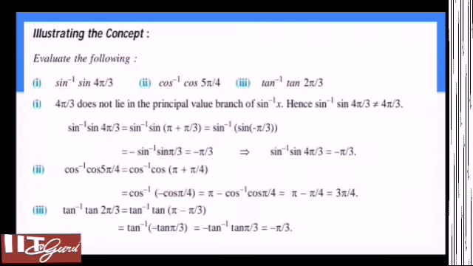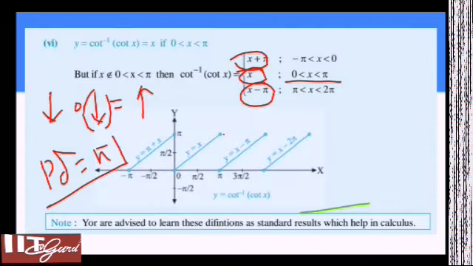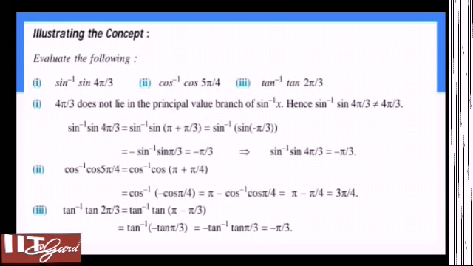Let's take some illustrative concepts over here. So sine inverse of sine 4 pi by 3, cos inverse cos 5 pi by 4, and tan inverse tan 2 pi by 3 you have to find. Let's see sine inverse sine 4 pi by 3, let me note down.